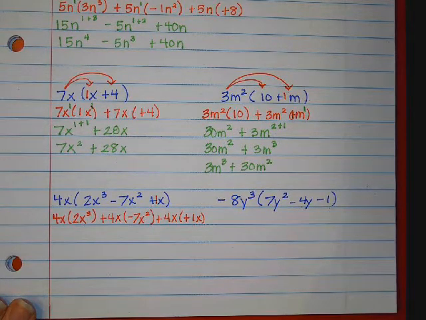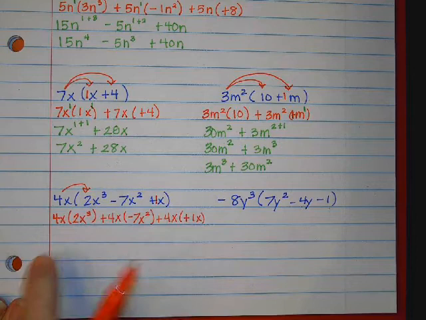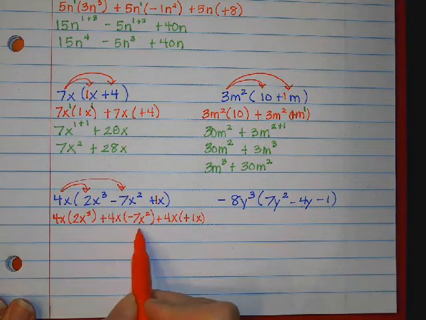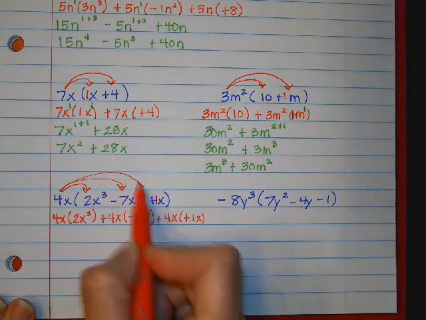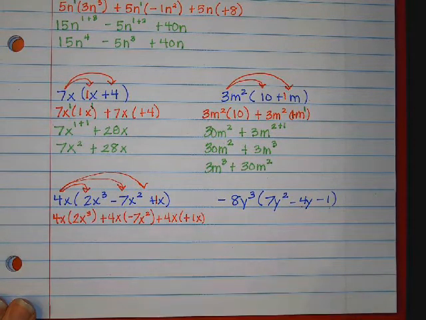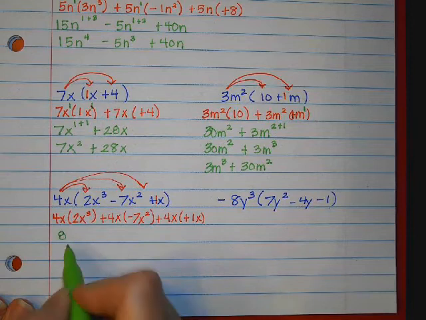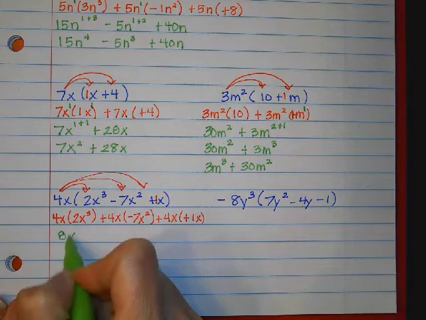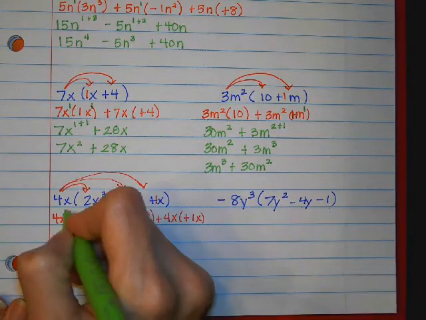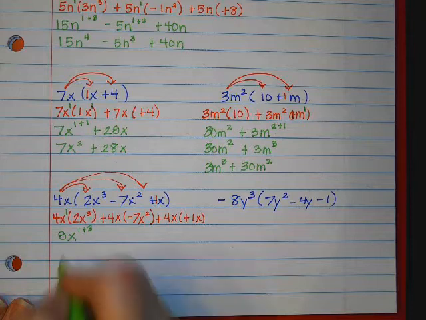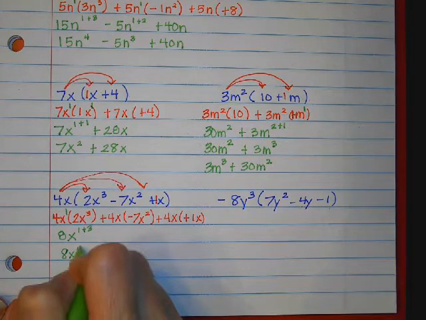So now we're going to show you this. Again, I did 4x times 2x cubed, then 4x times negative 7x squared, then 4x times a positive 1x. So I did all 3. Multiply the coefficients first. 4 times 2 is, beautiful, 8. They both have the variable x. This has an exponent of 1 that we see, so it's understood 1, so 1 plus 3. That's right, 4. So 8x to the 4th.